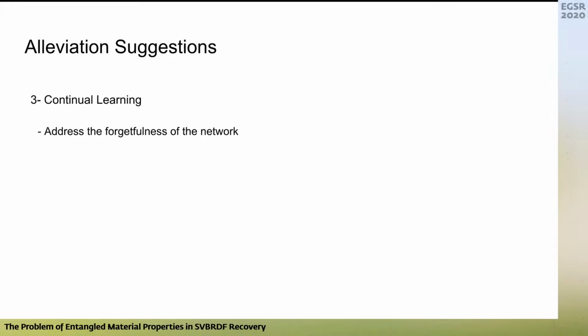Lastly, we might be able to address the network forgetfulness caused by the harmful gradients by applying a continual learning strategy and treating the learning of different material properties as a sequence of tasks.